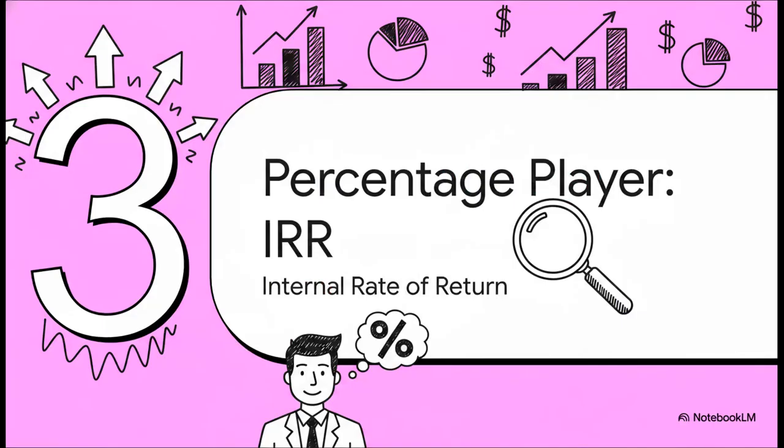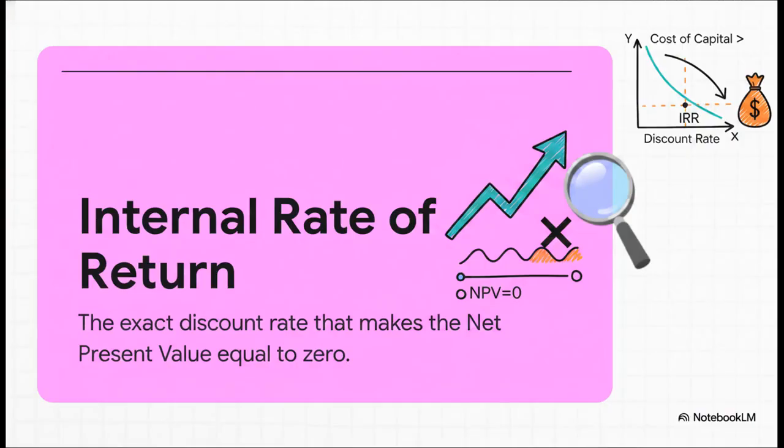Section 3. The percentage player, IRR. Because NPV can be such a tough sell to non-finance folks, executives often gravitate towards the internal rate of return, simply because it feels a lot more intuitive. By definition, the internal rate of return is the exact discount rate that forces the NPV of a project to be exactly 0. In other words, think of it as the project's exact break-even discount rate. If your cost of capital creeps any higher than this IRR, your project is going to start losing value.